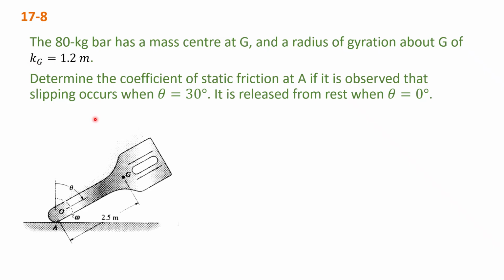meters. Now we need to determine the coefficient of static friction at the point A, if it's observed that slipping occurs when the theta value is equal to 30 degrees, at its release from rest when theta was equal to 0. So it was released upward, and then the slipping will occur when the theta value is equal to 30 degrees.